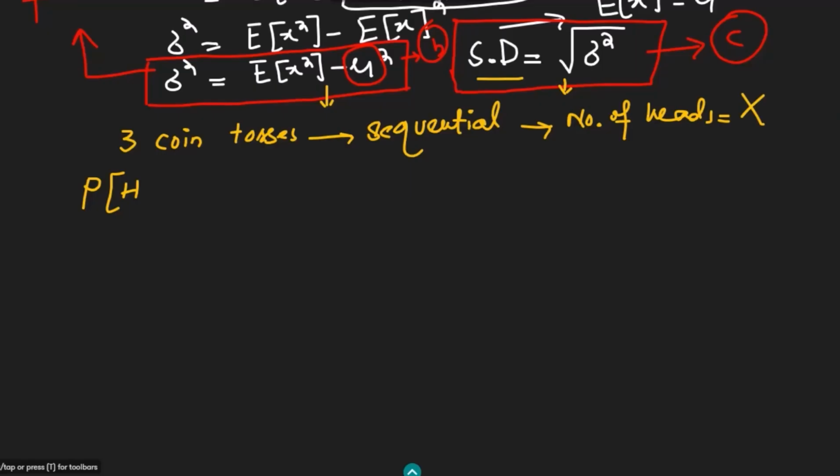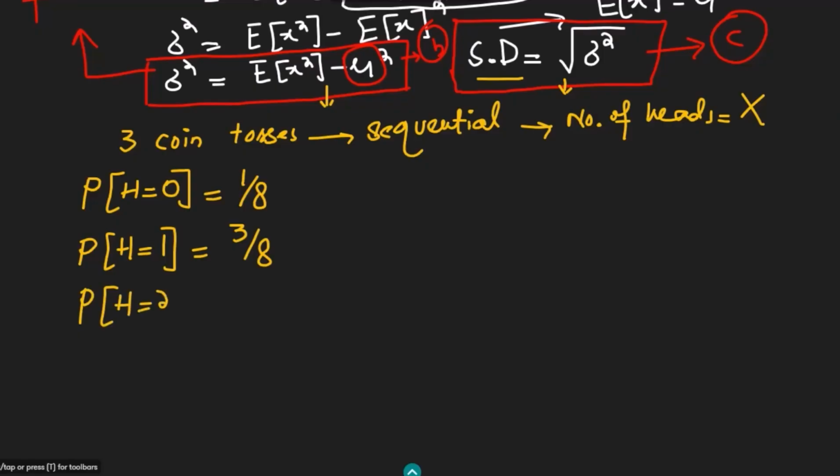In each toss we can have a different number of heads. The probability that we have 0 heads is 1 by 8. The probability that the number of heads is 1 is 3 by 8. The probability that the number of heads is 2 is 3 by 8. And similarly the probability that the number of heads is 3 is again 1 by 8. So for 0 we have 1 by 8, for 1 we have 3 by 8, for 2 we have 3 by 8, and for 3 we have 1 by 8.